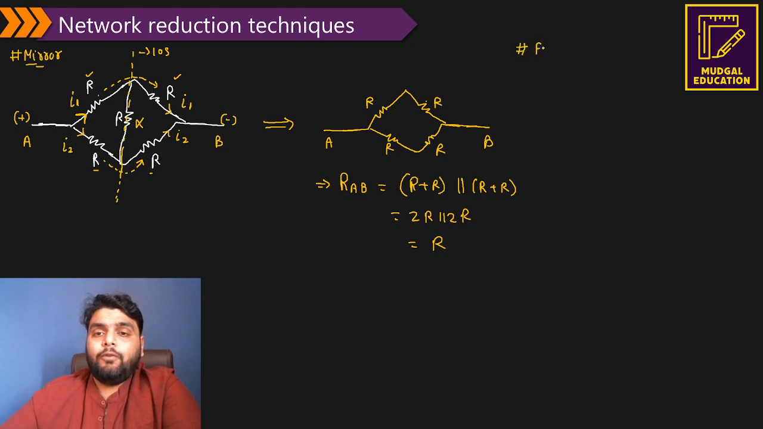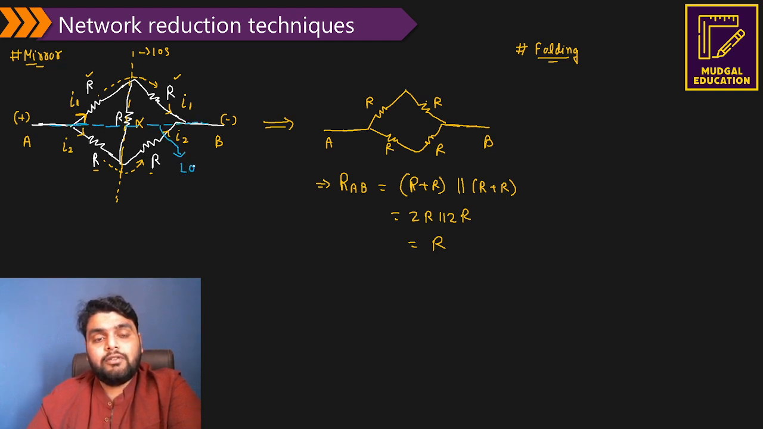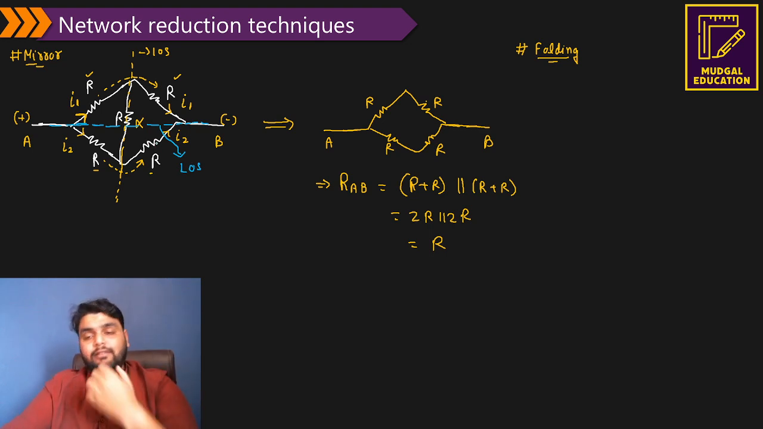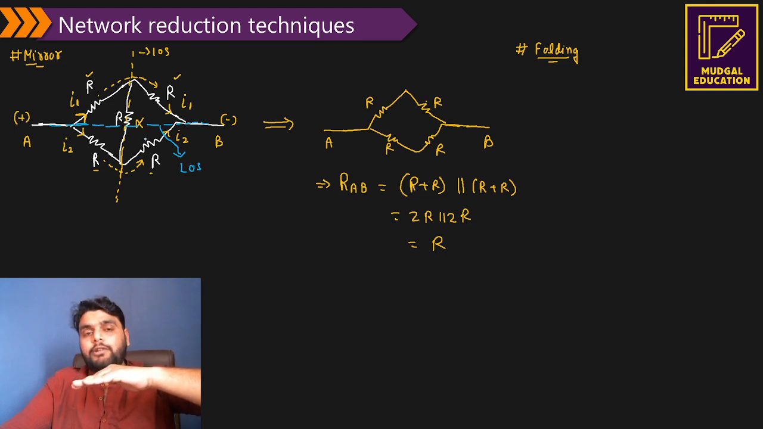Now what happens in a folding symmetry? For the same circuit, if I draw a horizontal line like this, this becomes a line of symmetry, because here you can see the mirror image above this line and below this line. Now understand this point. When you have a folding symmetry, why is it a folding symmetry? Because the line of symmetry is parallel to the terminal AB.